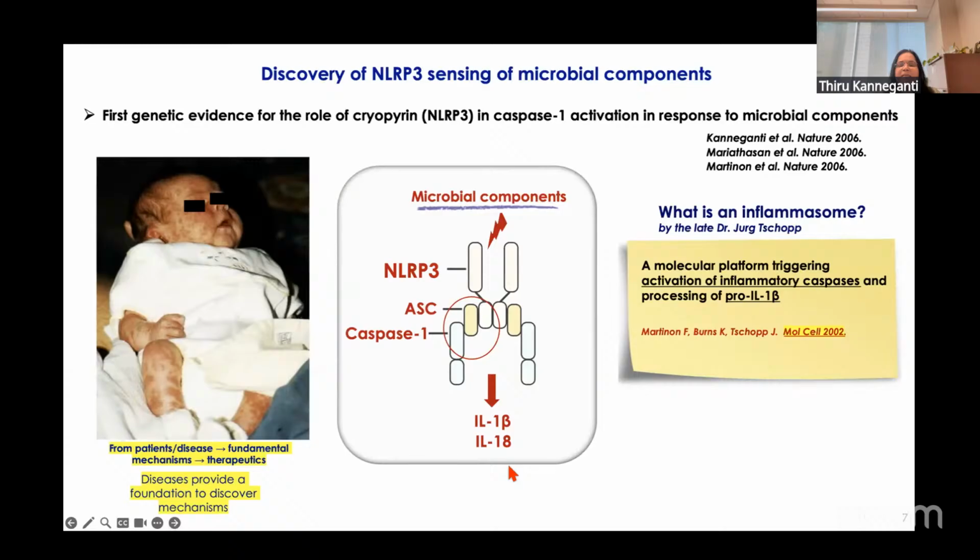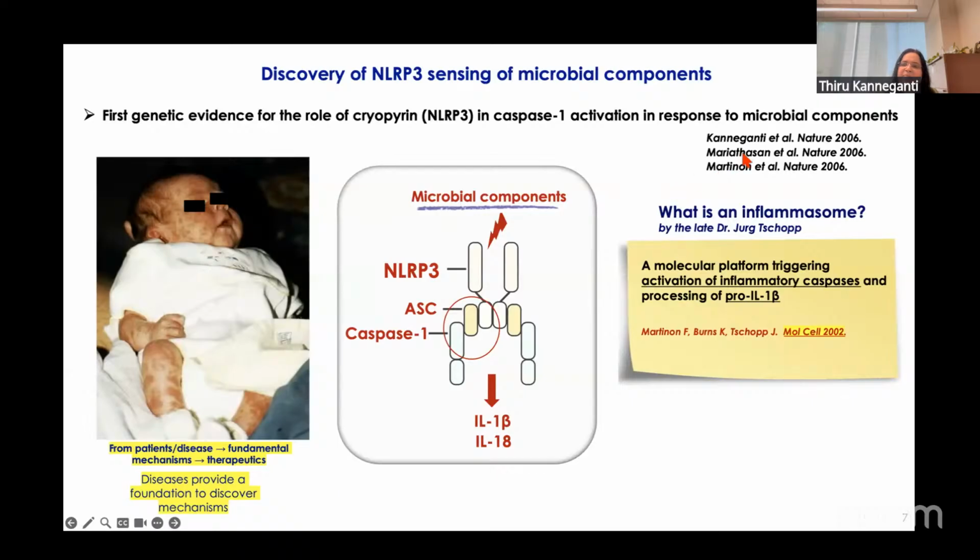The inflammasome term was given by the late Dr. Jürg Tschopp, and he defined the inflammasome as a multi-protein platform that triggers activation of inflammatory caspases. This is the definition of the inflammasome, and also of pyroptosis, which I'm going to discuss later on. So, a molecular platform triggering the activation of inflammatory caspases. Here, of course, caspase-1 and processing of IL-1 beta and IL-18.